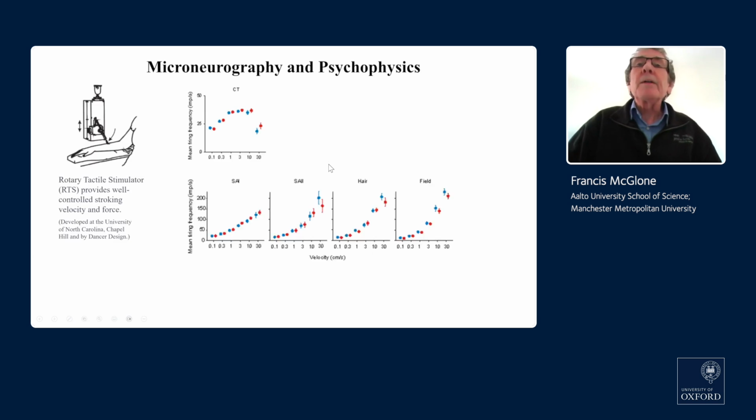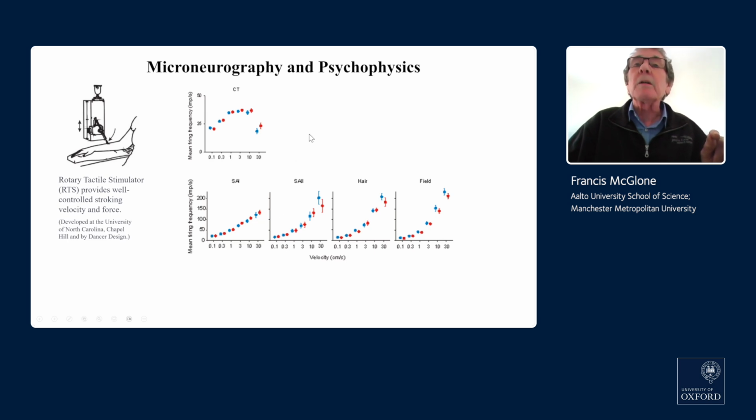So rather than go into too much detail, this is all published in a Nature Neuroscience paper a few years ago, where we spent 3 or 4 years recording from CTs, stroking across the skin. Here you can see the 6 different velocities of stroking. Here's the nerve's response, and we find that that nerve has a tuned characteristic preference to a stroking stimulus around 3 centimeters per second.